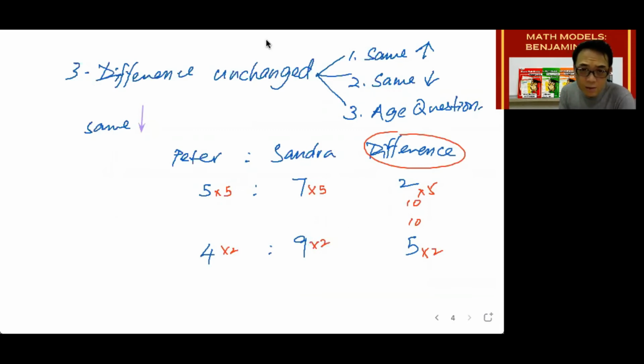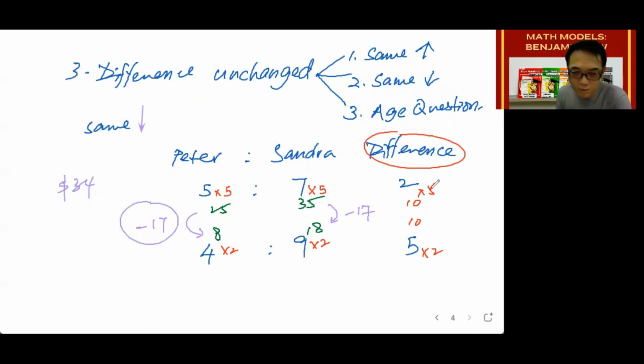And this again gives me 4 new numbers, 25, 35, 8, 18. And upon closer inspection, you should notice that this has decreased by 17 and this has also decreased by 17. So in an example like this, they will say each of them may have spent $34. Then 17 units would be $34.